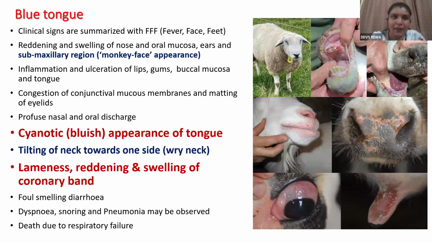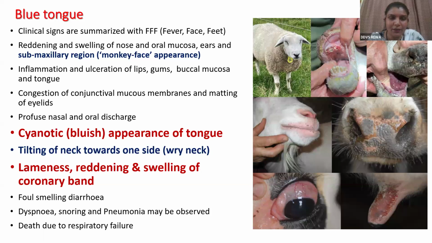So, blue tongue. Again, this is a disease of small ruminants, in which the clinical signs are fever, and reddening and swelling of the nose, oral mucosa and ear, which we have seen in PPR also. The differentiating feature is inflammation or swelling of the submaxillary region, which gives it a monkey face appearance. Other symptoms again are similar to PPR, like inflammation and ulceration of lips, gums, buccal mucosa, and tongue, and conjunctival mucous membrane congestion and nasal discharge.